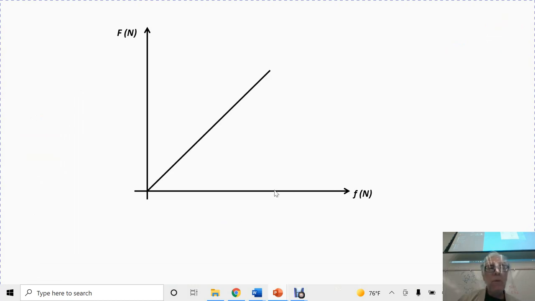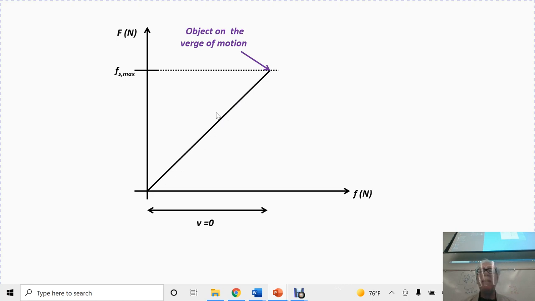What's going to happen? While you apply this force, the object doesn't move and the force of friction keeps on increasing. This is the force of static friction. Within this interval, the velocity of the object is zero. It's not even moving at constant velocity. It's just at rest with respect to the surface. Then it reaches a maximum value, the maximum value of the force of static friction. So this force of static friction can have several values depending on the applied force.